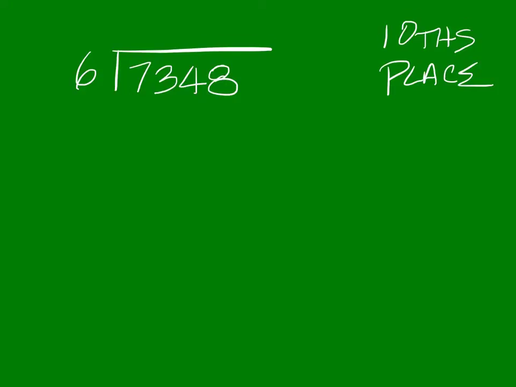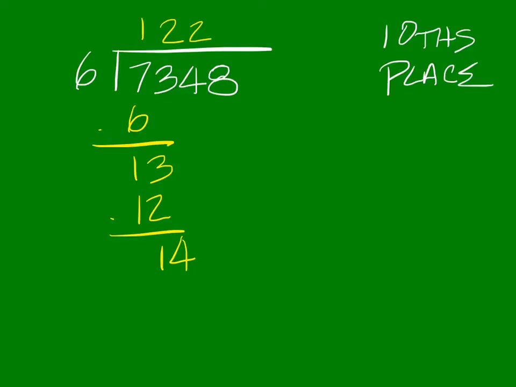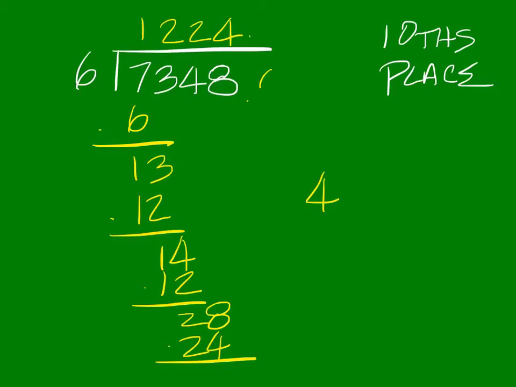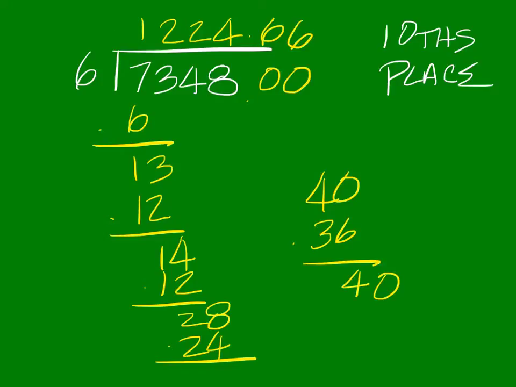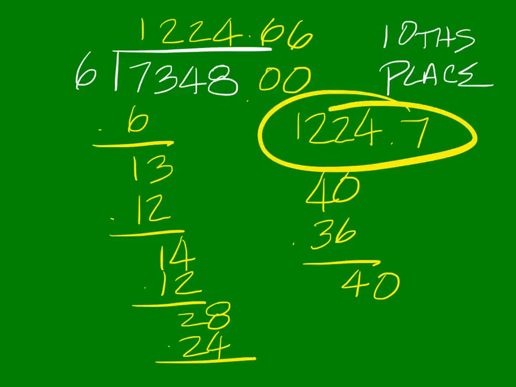On this problem, 6 goes into 7 once, with 1 left over, and then into 13 twice, for 12, 1 left over, and into 14 twice with 2 left over, into 28 4 times, with 4 left over. And we have to drop a 0. So 6 into 40 6 times, with 4 left over, and it's going to repeat after that. If you round to the tenths place, it's 1224.7.